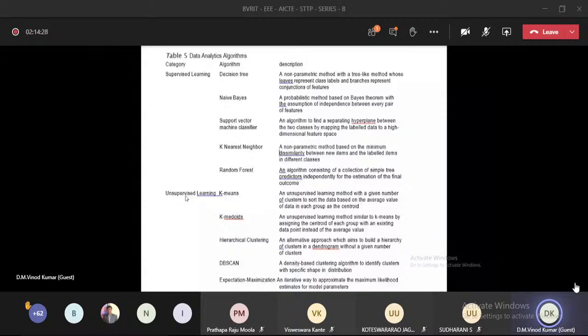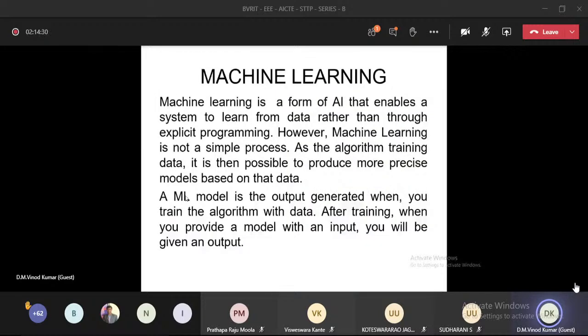It is a buzzword, and some institutions are starting AI and machine learning as a UG program from this semester. IoT as well as several other aspects are coming into the picture.